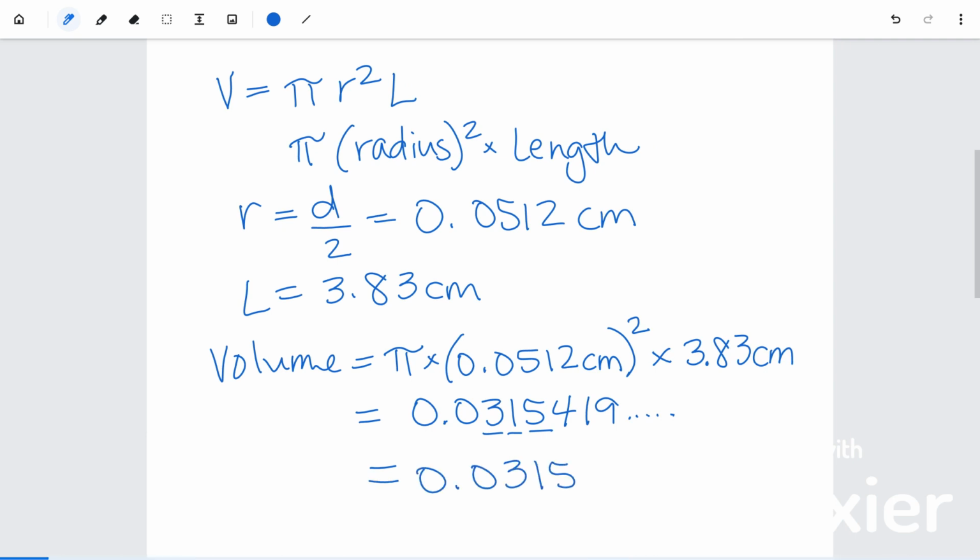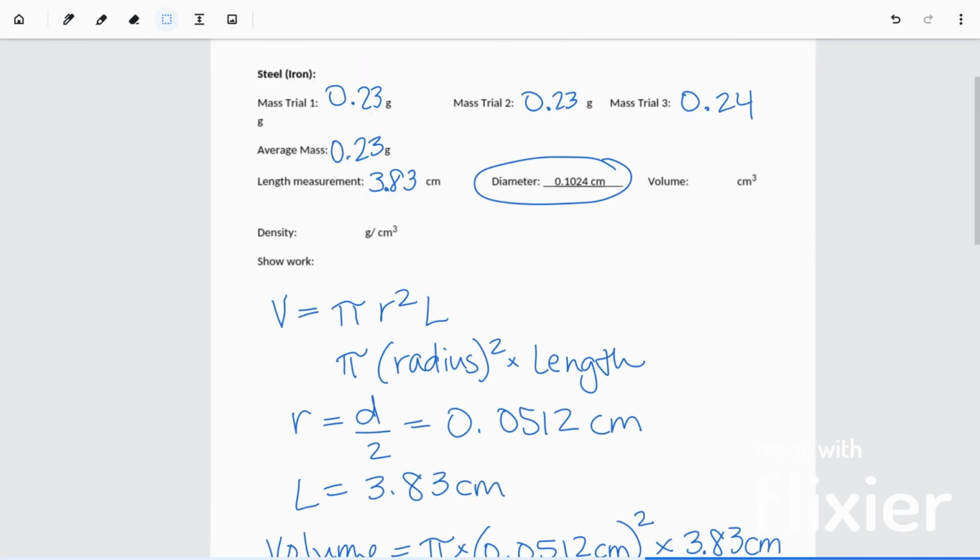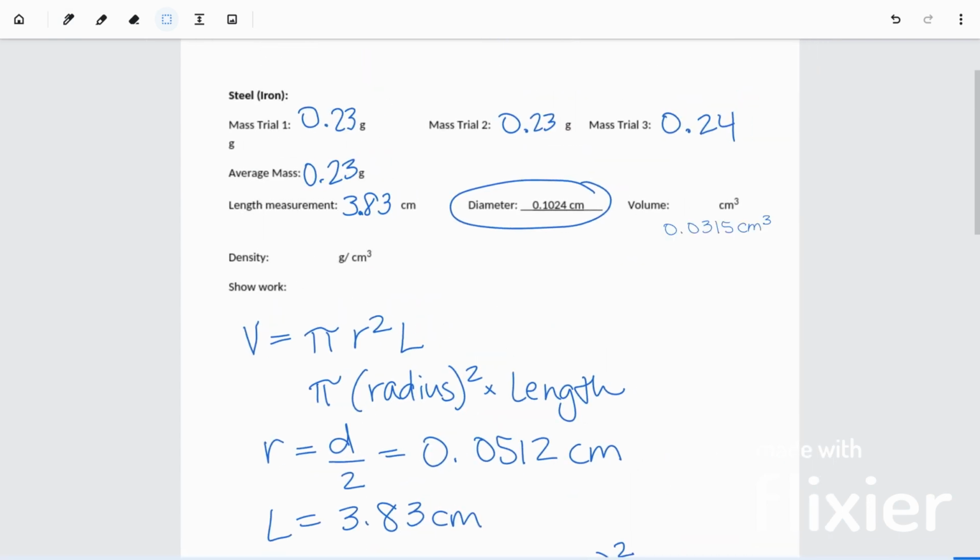And let's think about what our units are going to be here. We have the radius is centimeters squared. And then if you multiply by 1 more centimeter, you get centimeters cubed. And that makes sense for a volume. So I'm going to copy that and put it up here for our volume. Okay, now we can move on to density.